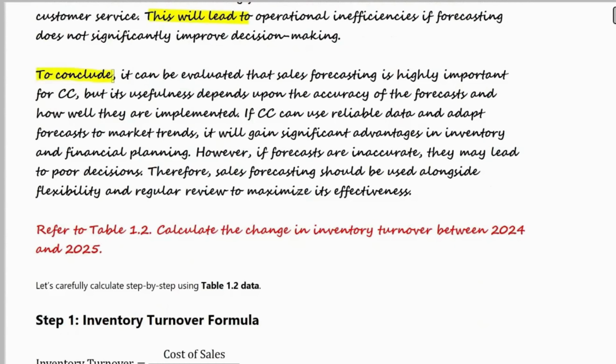Now, the evaluation part, the most tricky one. It can be evaluated that sales forecasting is highly important for CC, but its usefulness depends upon the accuracy of the forecast and how well it is implemented. If CC can use reliable data and adapt forecasts to market changes, it will gain significant advantages in inventory and financial planning. However, if forecasts are inaccurate, they may lead to poor decisions. Therefore, sales forecasting should be used alongside flexibility and regular review to maximize effectiveness. So this is the evaluation of our entire question.